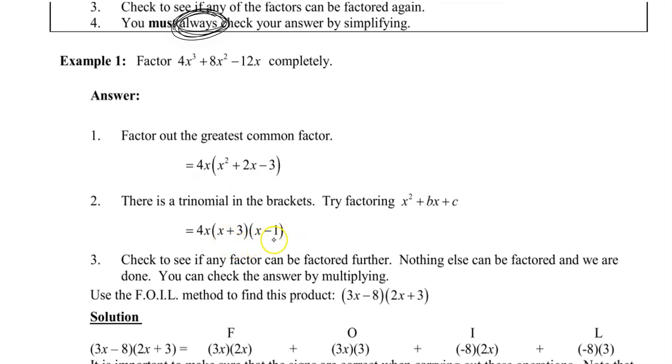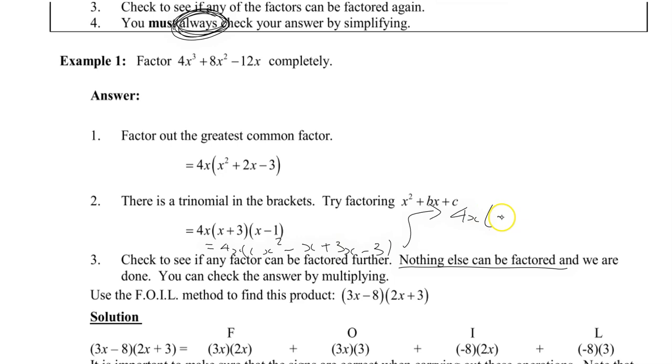Can anything be factored further? No, we just have an x and a 3, and an x and a 1. So nothing else can be factored, and we are done. You can check the answer by multiplying. So again, what we would do is say, equals, by multiplying, 4x times x squared minus x plus 3x minus 3.